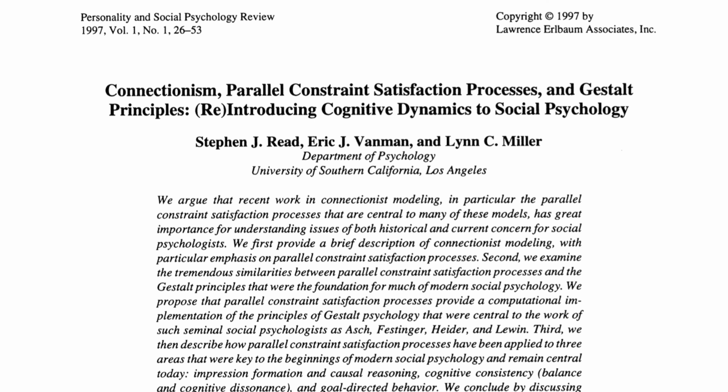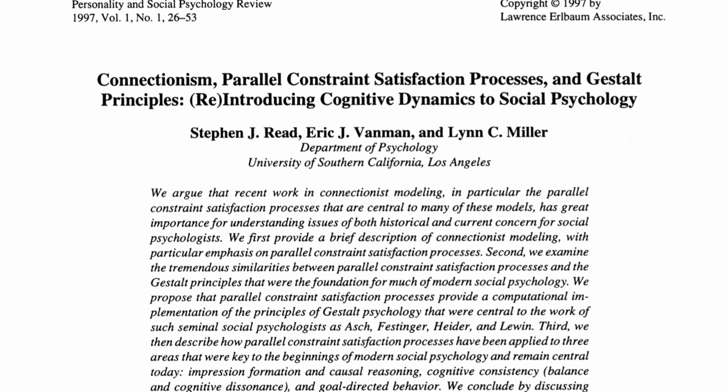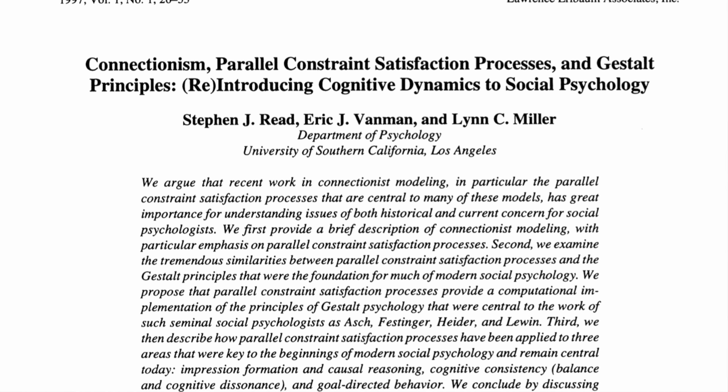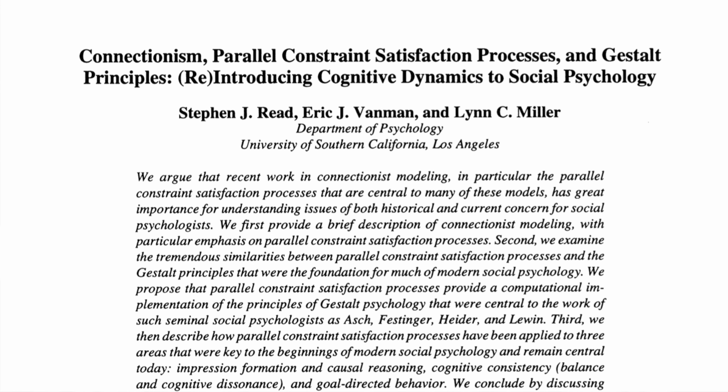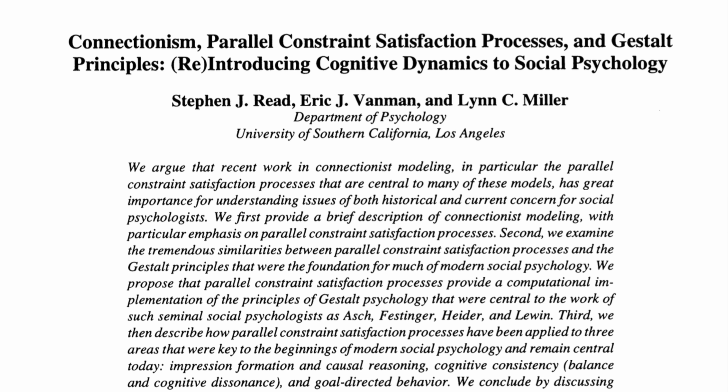One of my first scientific publications was this one, published in Personality and Social Psychology Review, entitled Connectionism, Parallel Constraint Satisfaction Processes, and Gestalt Psychology, Reintroducing Cognitive Dynamics to Social Psychology. You can see the lead author was Steve Reed, one of my mentors at the University of Southern California. I also happened to interview him last year for my 21 Questions with Academics, which you can find here.